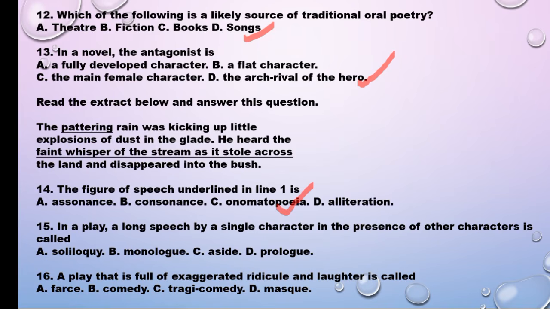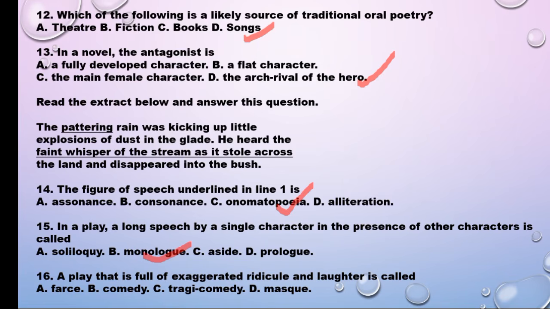In a play, a long speech by a single character in the presence of other characters is called: A. Soliloquy, B. Monologue, C. Aside, D. Prologue. Now our right answer is monologue. Some students get it mixed up, thinking a monologue should be just one character on stage. No, you can have a monologue while other characters are still on stage. They have long lines to read before the other characters, some as long as two minutes. That is an example of a monologue.